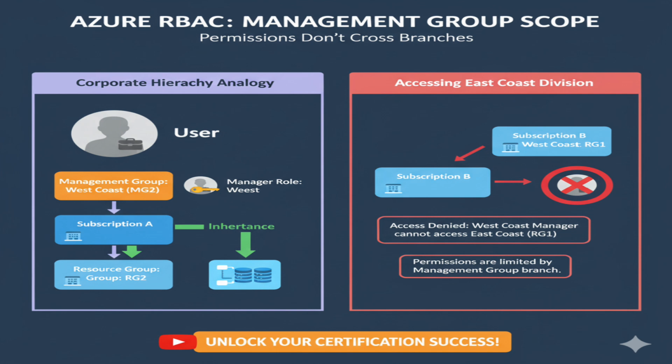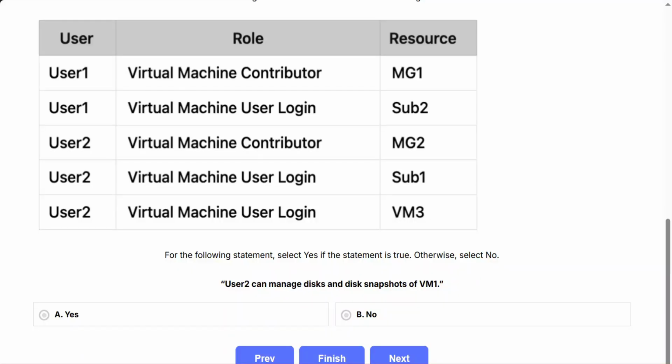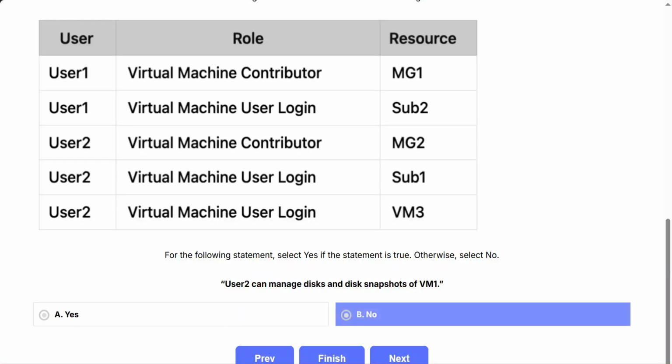Think of this like corporate hierarchy and building access. If you have manager privileges for the West Coast Division, MG2, you can't manage resources in the East Coast Division, Sub 1 RG1, unless you have specific permissions there. Azure RBAC works the same way. Permissions don't cross between different management group branches. The correct answer is no. User 2 cannot manage disks and disk snapshots of VM1.